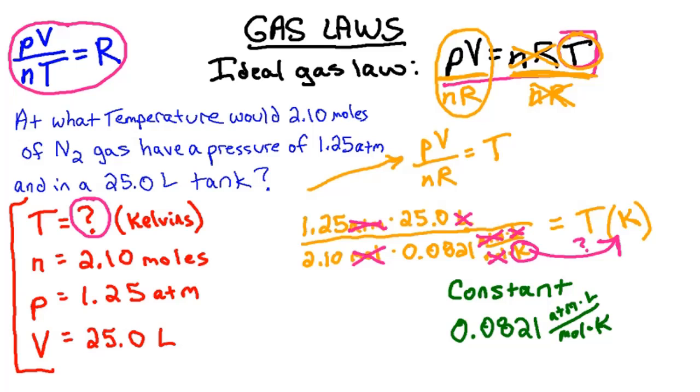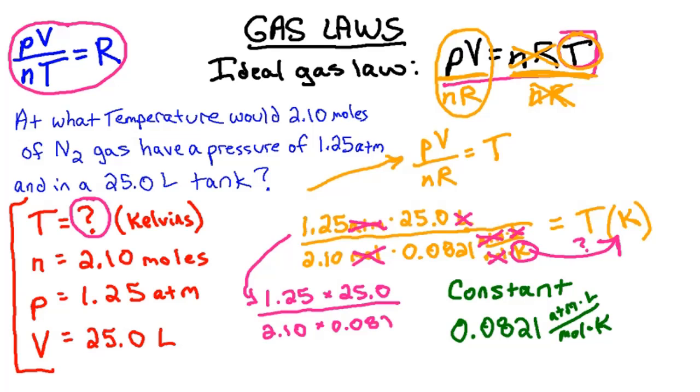So now all we have to do is multiply this thing, 1.25 times 25.0 all over 2.10 times 0.0821. And that's going to give us the temperature in kelvins. So this is going to be 31.25 divided by 0.17241.